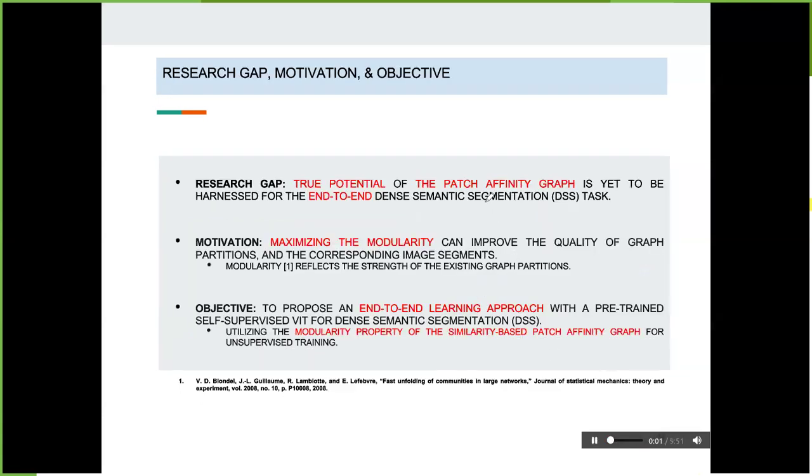The true potential of the patch affinity graph is yet to be harnessed for the end-to-end dense semantic segmentation task. We argue that maximizing the modularity can improve the quality of graph partitions and the corresponding image segments. Hence, we propose an end-to-end learning approach, called GraPix, with a pre-trained self-supervised ViT for dense semantic segmentation. GraPix utilizes the modularity property of the similarity-based patch affinity graph to train an unsupervised semantic segmentation model.